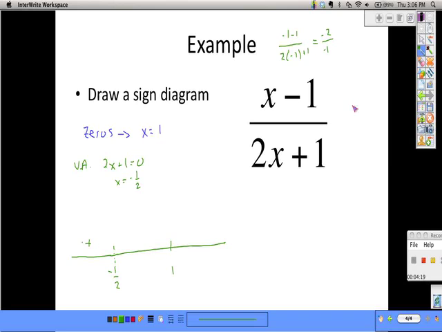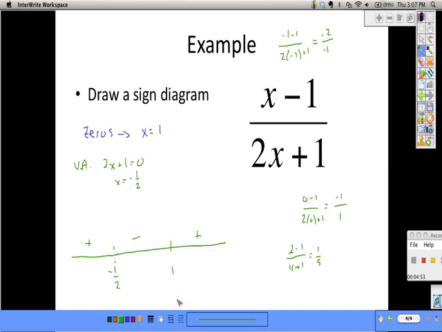And then let's plug in 0, is always nice. So 0 minus 1 over 2 times 0 plus 1. And this is just chicken scratch that I'm doing. However you can come up with this is fine. So negative 1 over positive 1. It's negative between negative 1/2 and 1. And then something bigger than 1, so 2. One-fifth, our function is positive there.